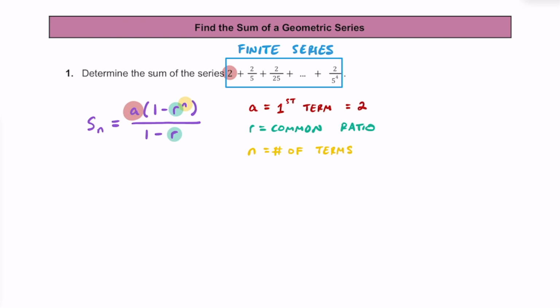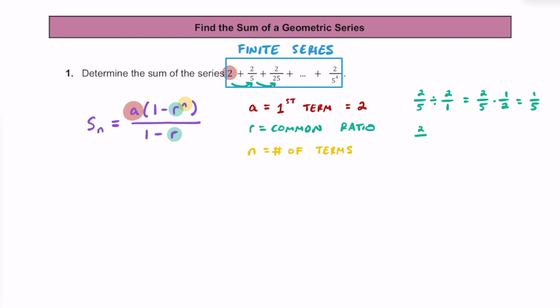Now to find the common ratio, or find r, we just have to figure out what we're multiplying each of these terms by to get the next term. A quick way to do that is to take a later term, like the second term, which is 2/5, and divide it by the term right before it, so divide it by 2. That's 2/5 multiplied by 1 over 2. The 2's are going to cross cancel, so the common ratio here is going to be 1/5.